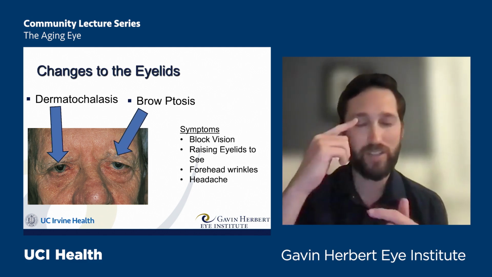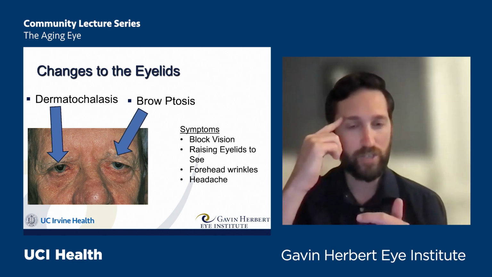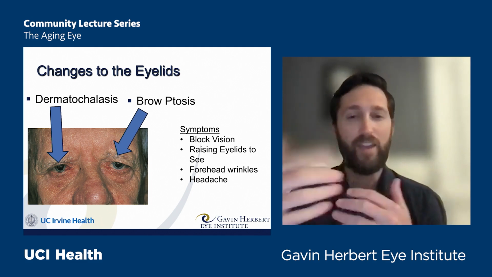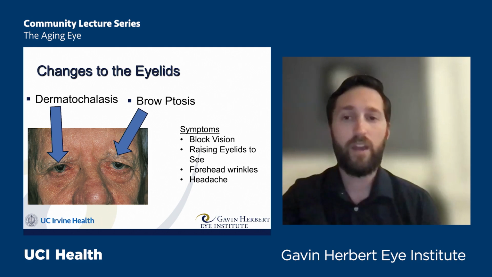So your eyebrow, which should kind of be on the bone as you push down on your eyebrow, can start to sag and again push down the skin over the eye, and you can't see as well. So this can block your vision.